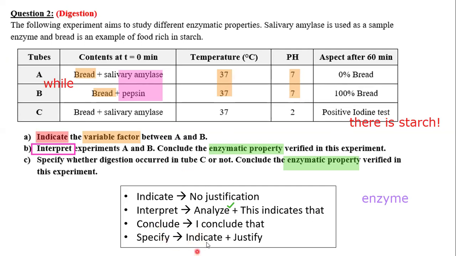أول شيء بقول my answer. I indicate my answer. إنه yes, digestion happened in tube C, or no, digestion did not happen in tube C. Okay? Look carefully at the table وأنت قول digestion happened ولا مش happened. Did bread disappear ولا بقي البريد ما انعمل له digestion. This is what I have to say first.